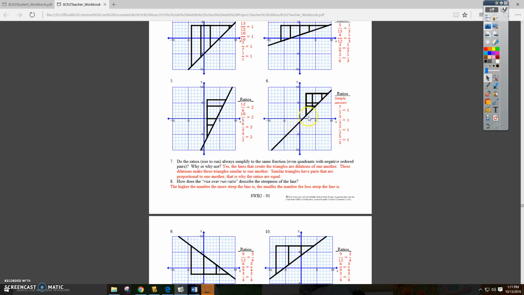And then finally on this last one, you rise 7, you run 7. You rise 3, you run 3. You rise 4, you run 4. You rise 2, you run 2. All of these equal 1.